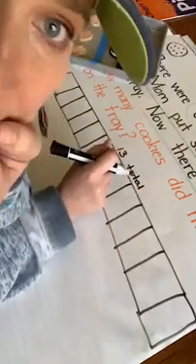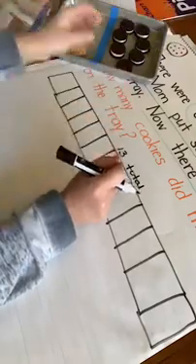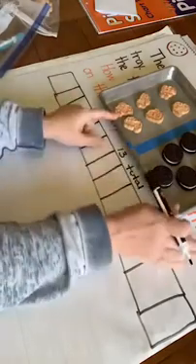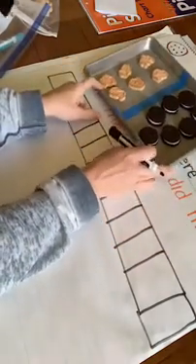Now, how many cookies did I put on the tray to begin with? So let's look at my tray. How many of my cookies were the Easter cookies? Did I hear someone say 6? You would be absolutely correct. So I'm going to quickly color in 6 of my boxes.